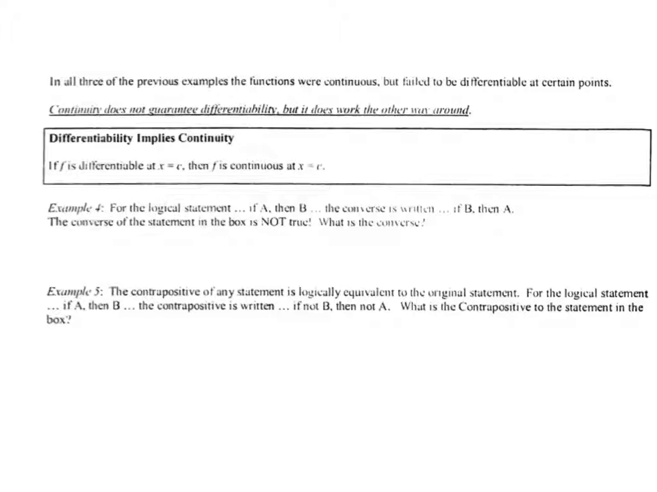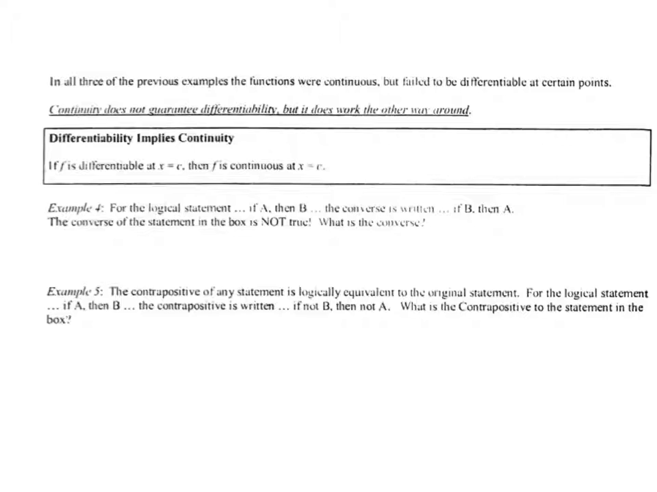We do have a postulate or theorem, you could say, to start off the section. And it basically says that if you know something is differentiable, then it has to be continuous. Now this is written just at a certain point, but you could say this is true for the entire function. So if we have a certain x value and we know it's differentiable there, it also has to be continuous.